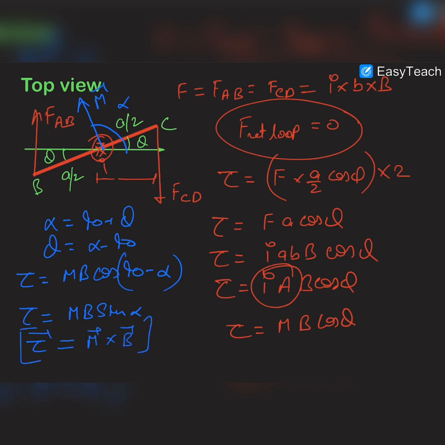Many of the students are wondering why I have converted this angle. Obviously when you write m cross B, it opens as modulus of m, modulus of B, sin theta, where theta should be the angle between m and B. The angle between m and B is alpha, so I have to convert this angle theta to alpha, and then I can write it in cross product form. So this was the formula for this loop.